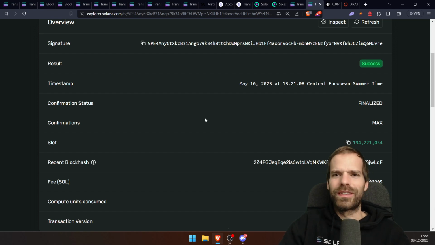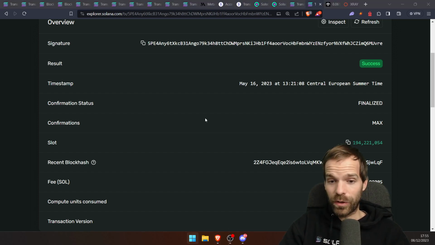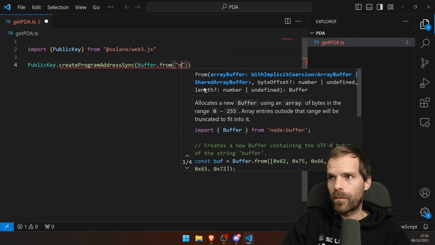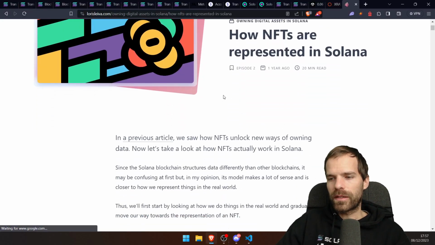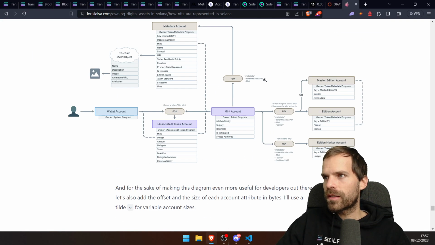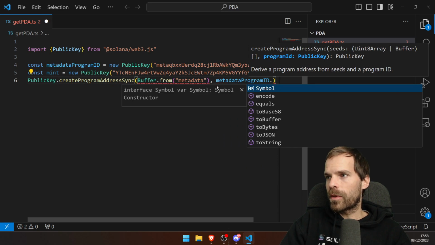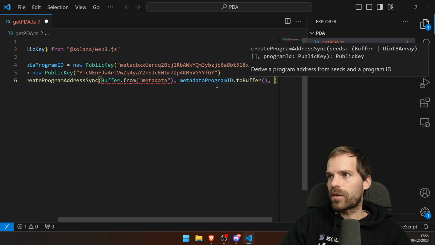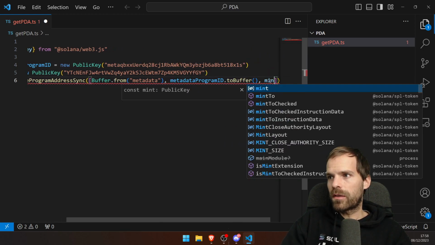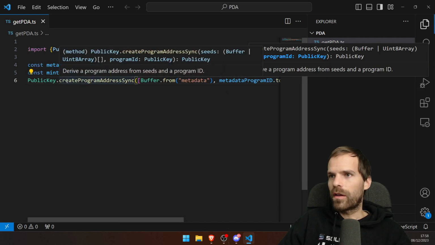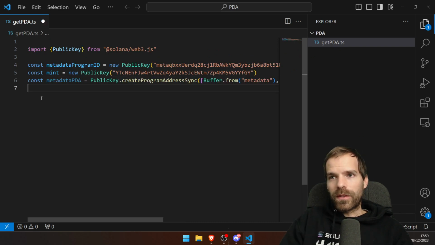Okay, let's do it. Let's just do it. This is not where I wanted to go, but this is where we're going. Public key. Create program address sync. Metadata. Best docs ever. Metadata, token metadata program ID plus mint. So this plus the metadata program ID to buffer plus the mint. And then we derive it with the metadata program. Cool. And that should give me a public key, the metadata PDA.